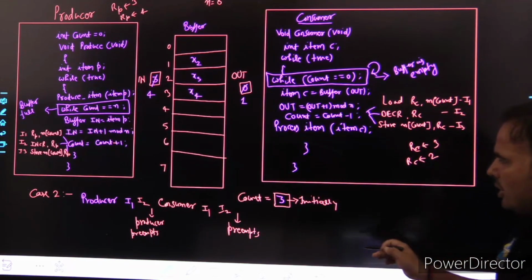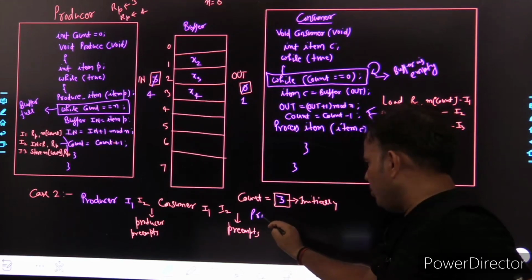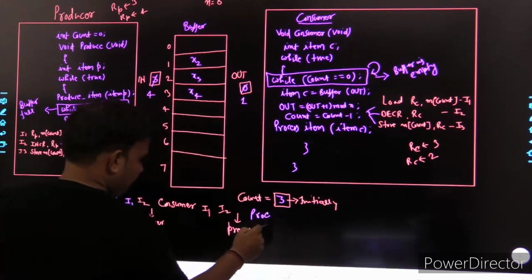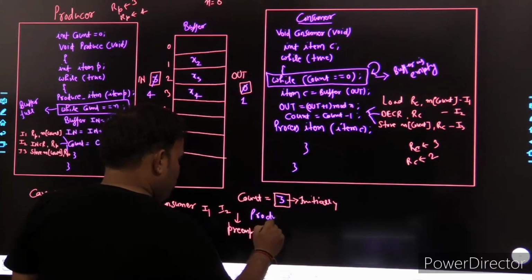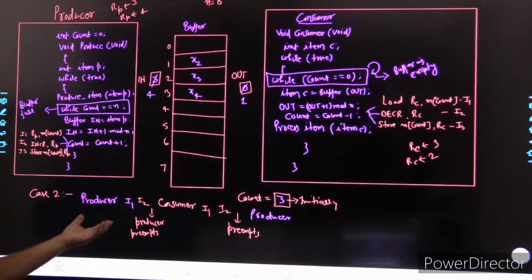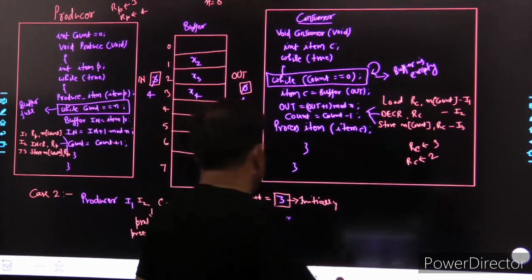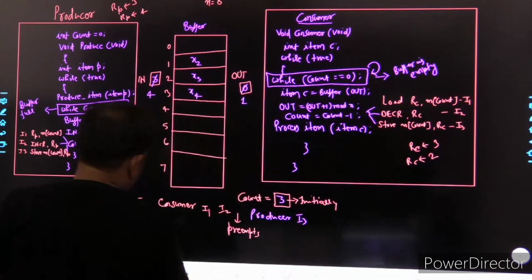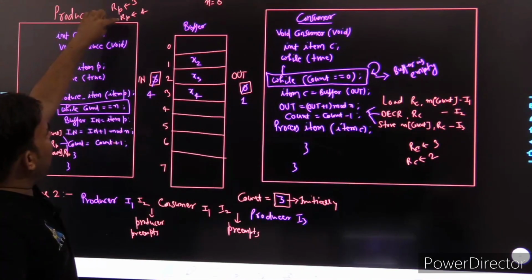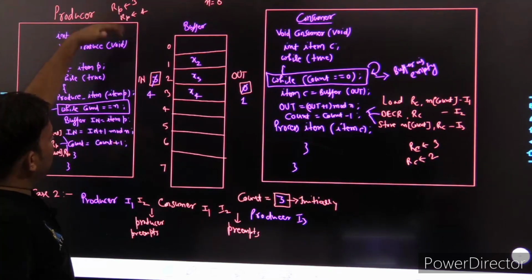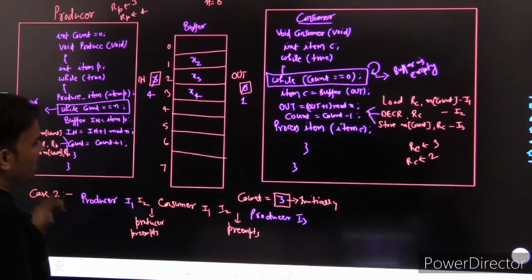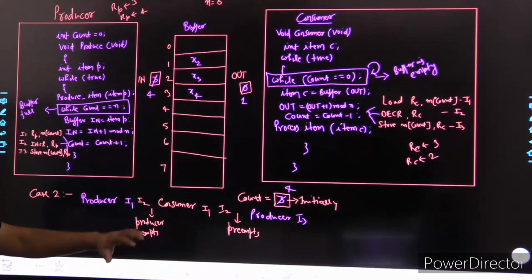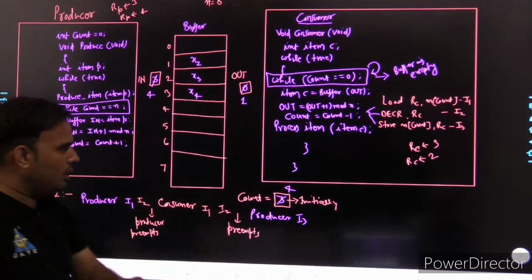Okay, so now the producer comes into the picture again. The producer resumes here. It already executed 2 instructions, so it will resume from the third instruction. What we have in RP is 4. So through the third instruction it will put it into count. So it will replace this 3 by 4. So the producer updated this count value.